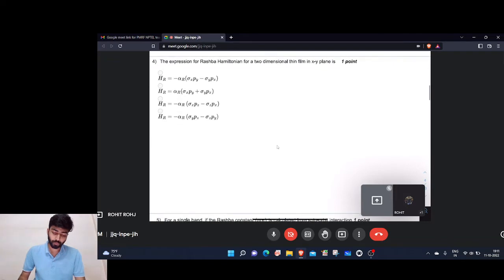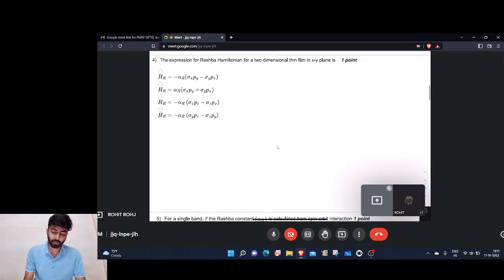Now question number 4 relates to the Rashba Hamiltonian. The expression for the Rashba Hamiltonian for a 2-dimensional thin film in the xy plane is asked. Now the Rashba Hamiltonian for a 2-dimensional thin film can be written as minus alpha R, which is the Rashba constant, times sigma, the spin, cross P, the momentum, with a dot product taken in the z direction.